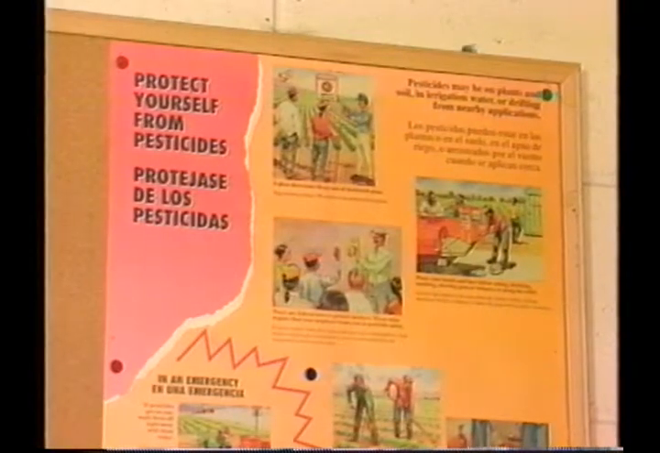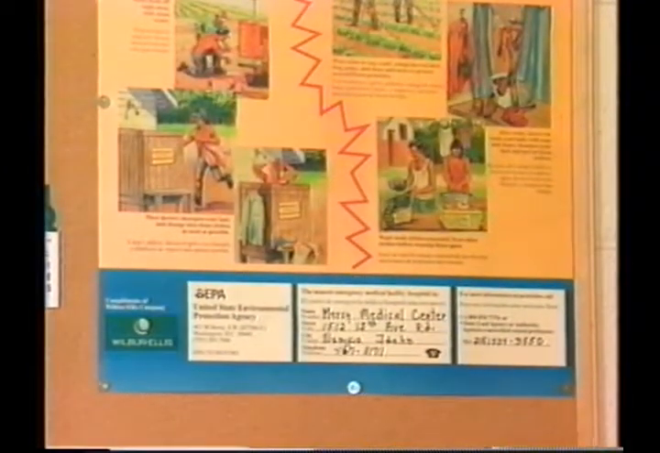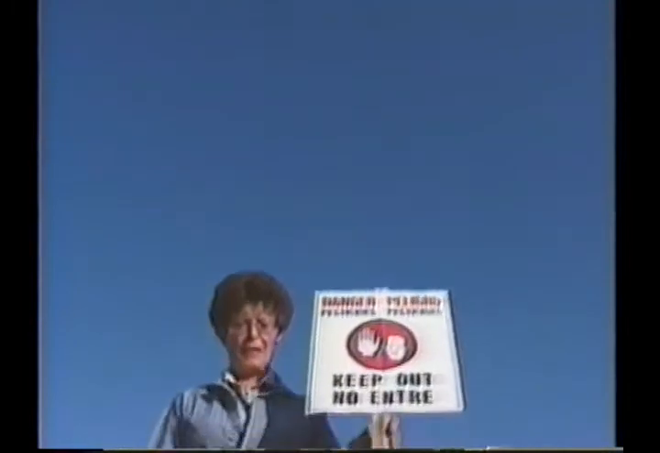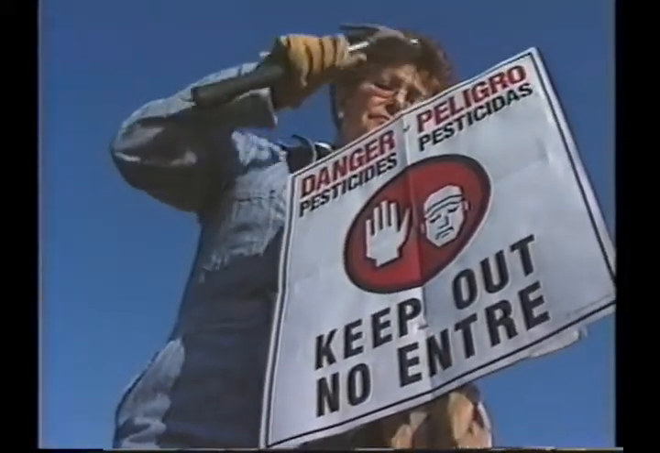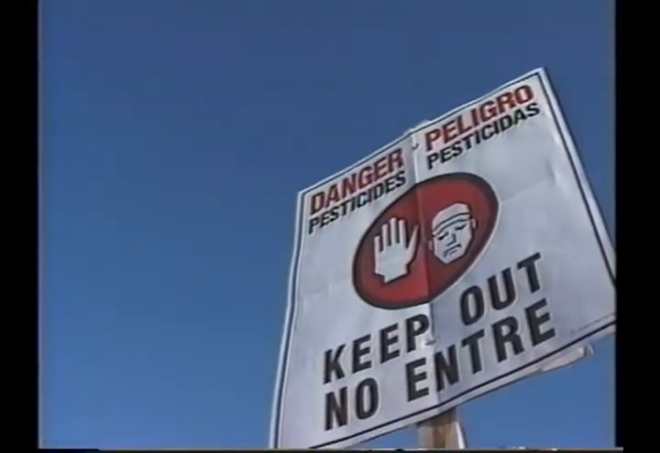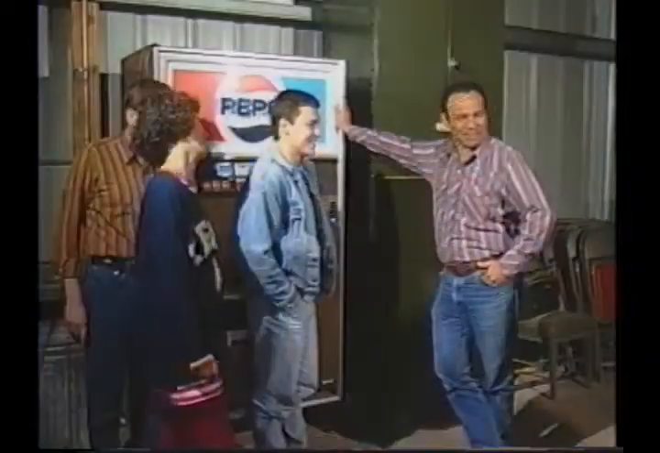Also required at the central location is the EPA Pesticide Safety poster, which must display the name, address, and phone number of the nearest medical facility. If you see a field posted with a sign like this, do not enter. These signs should be posted where workers normally enter the field. Under some circumstances, posting the warning signs is not necessary. An oral warning may be all the employer is required to do, depending upon the pesticide that is being used.